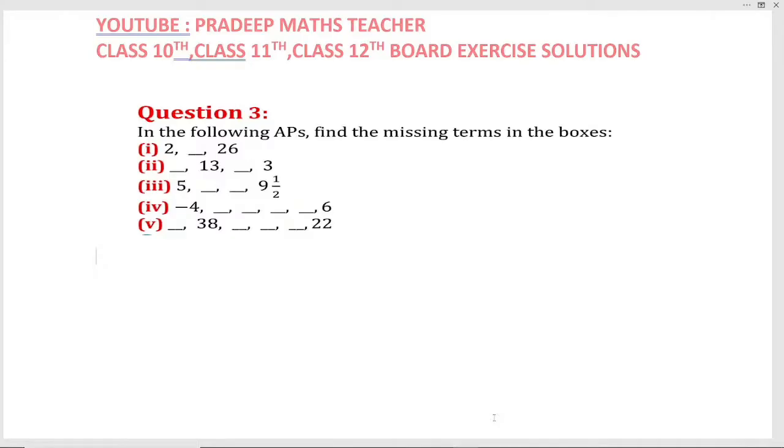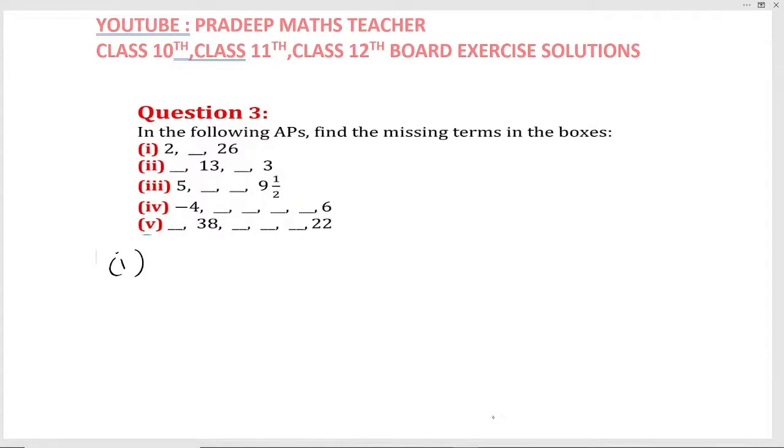In the following APs, find the missing terms in the boxes. So you need to find the missing term in the boxes. Whatever the missing term is, you need to find that. Okay. Now how will you find? I'll take the first one, write it, and solve it.